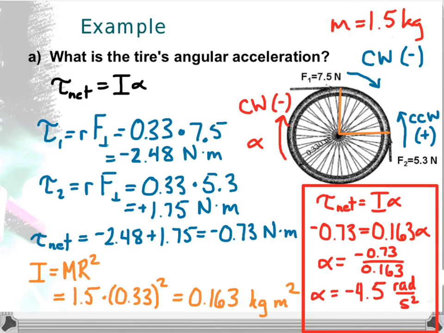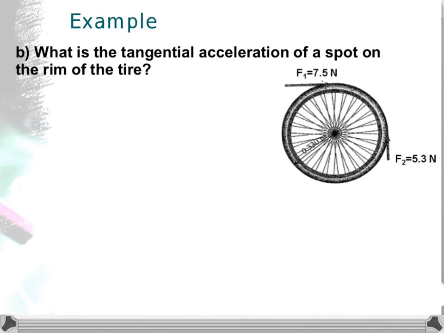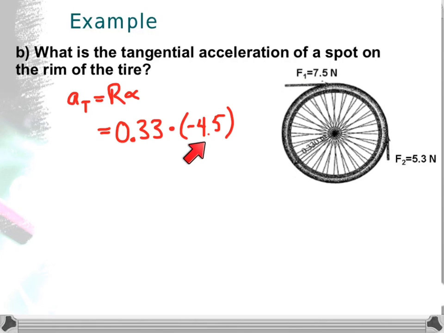And let me quickly wrap up this video by answering part B. Let's go on to part B. What is the tangential acceleration of a spot on the rim of the tire? Well, in order to get that, what I have to do is simply multiply the angular acceleration times the radius of the tire. Let's plug in what we already know. We just figured this alpha out. That's the angular acceleration. Multiply it by the radius of the tire. And we get a tangential acceleration of negative 1.5 meters per second squared.